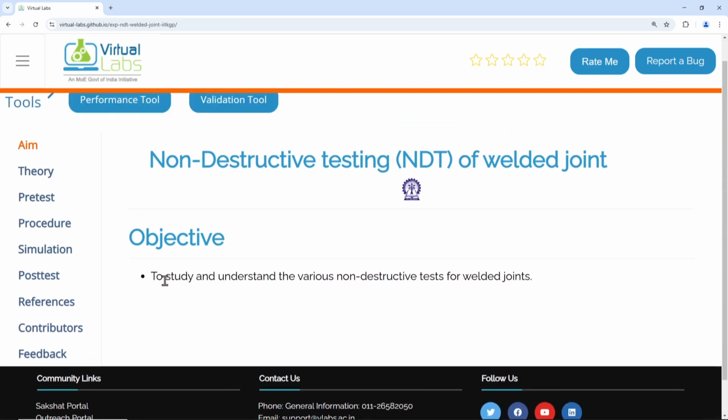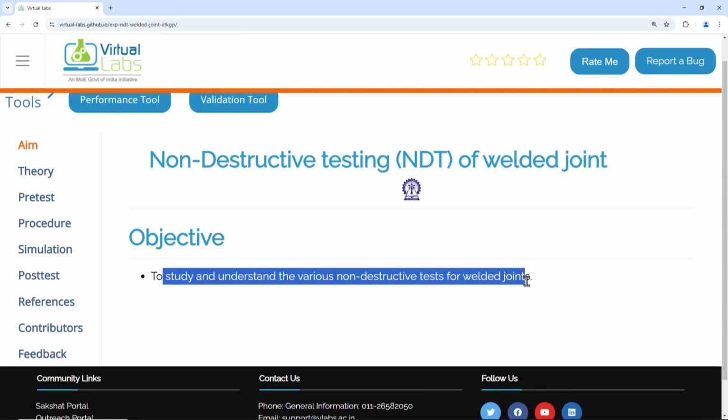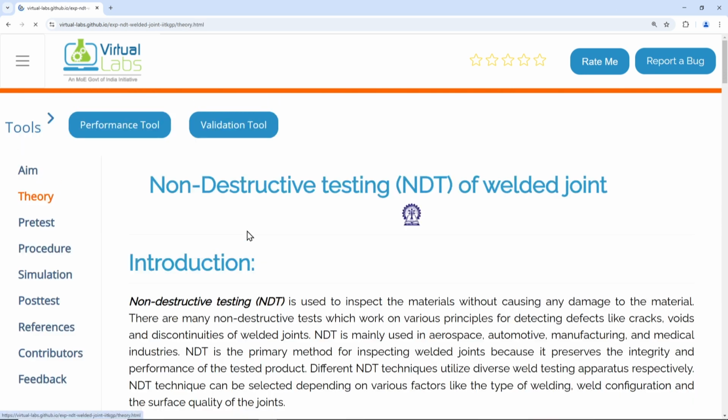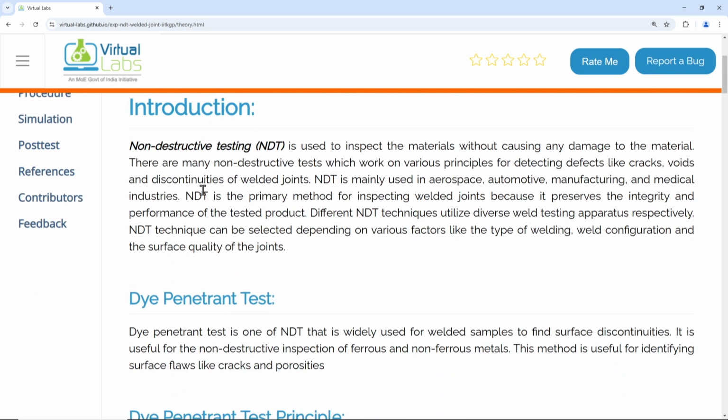Here the objective is to study and understand the various non-destructive tests of welded joints. Theory, different kinds of tests. It is non-destructive testing that is there. Non-destructive means there will be no effect on the welding or the welded material.